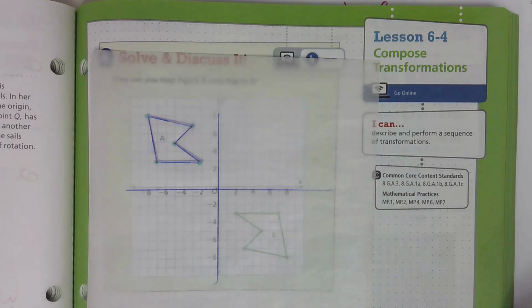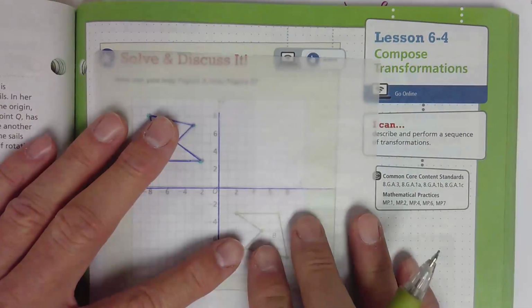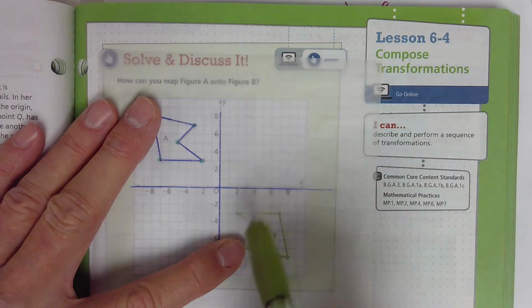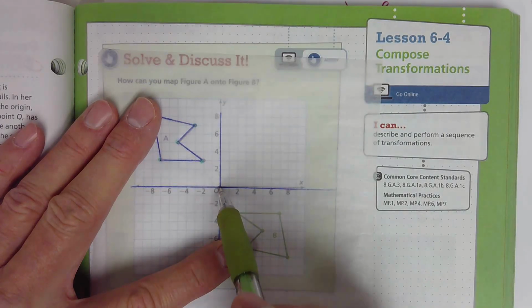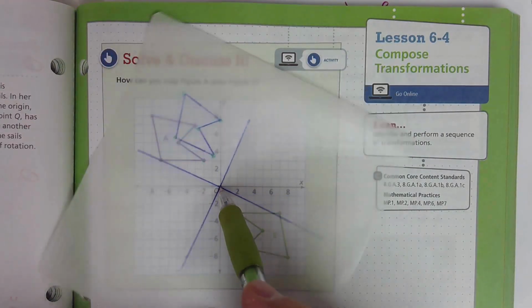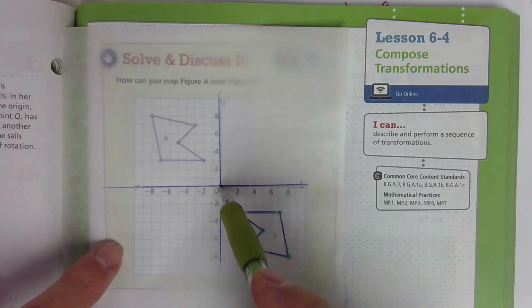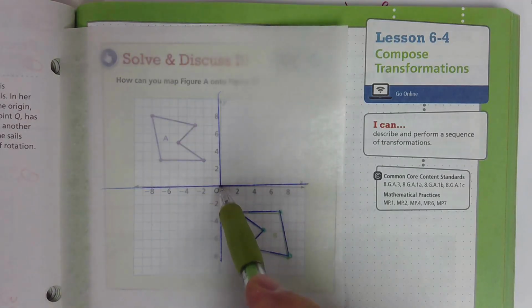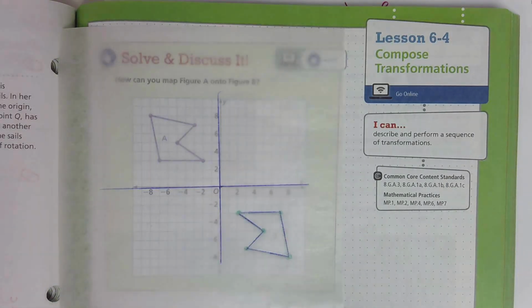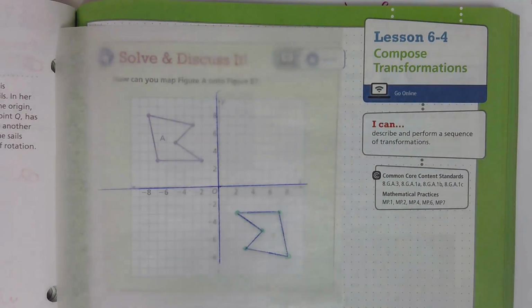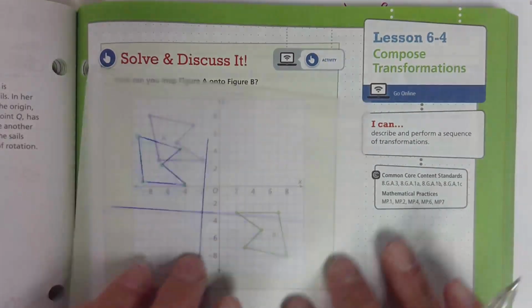Mr. Webster, what do you think? You could rotate it around the origin. Okay, so let's do that. I'm going to put my pencil on the origin right here, and I'm going to rotate it. Look at that. That works. So you would rotate it. What would that be? 90? 180 degrees about the origin. Okay.